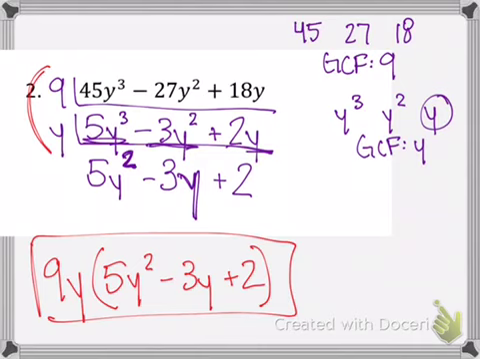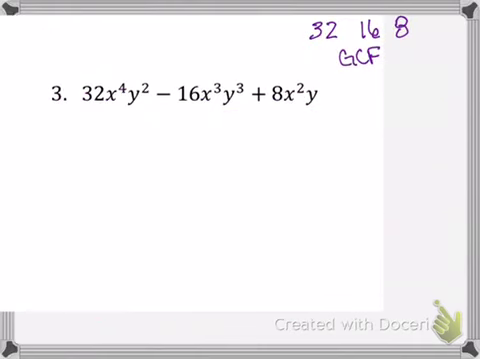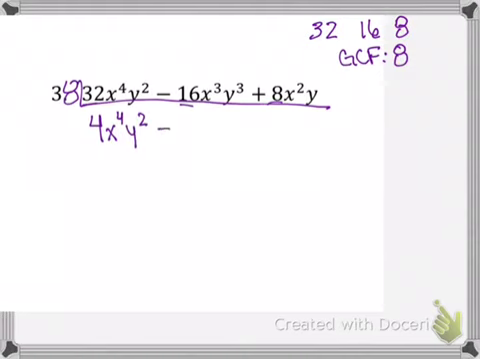Let's do one more example. This one has a few more steps because it has two variables. So let's look at my numbers first. 32, 16, and 8. My GCF is 8. They all can be divided by 8. So 32 divided by 8 is 4, and my variables stay the same. 16 divided by 8 is 2, and my variables stay the same. And 8 divided by 8 is 1, and my variables stay the same.